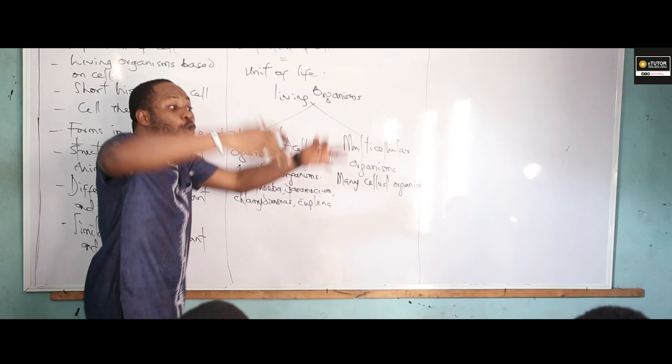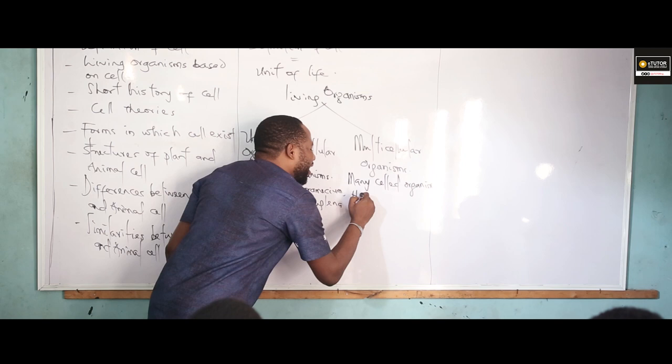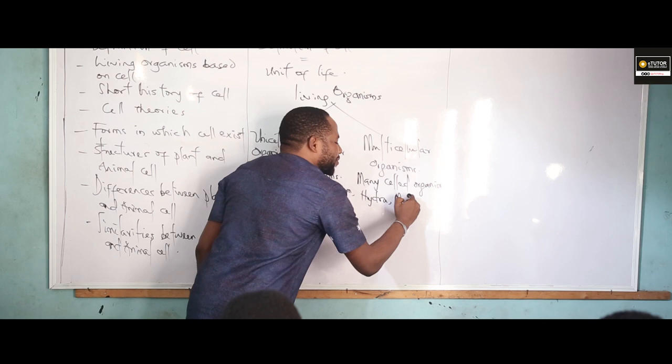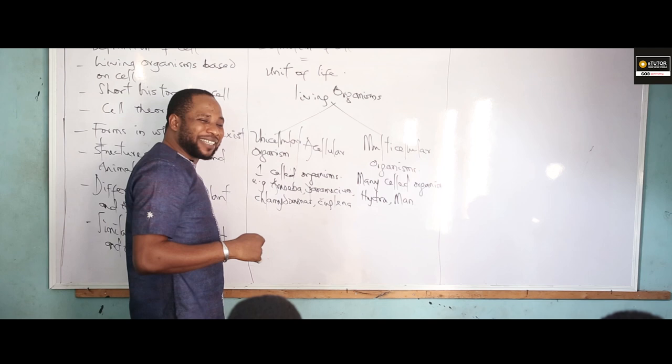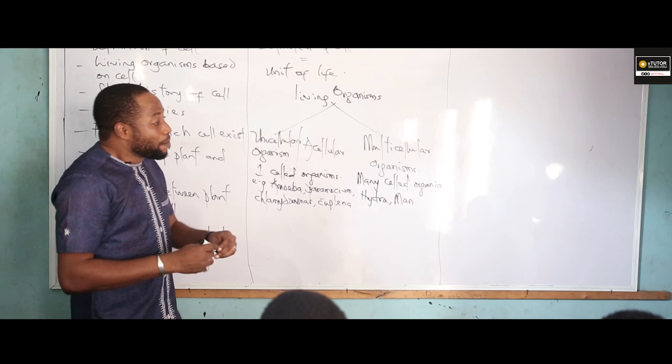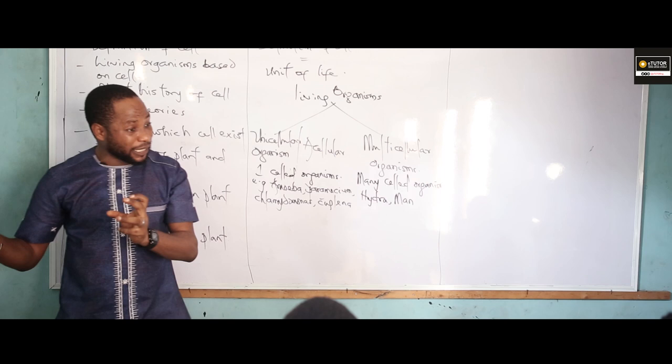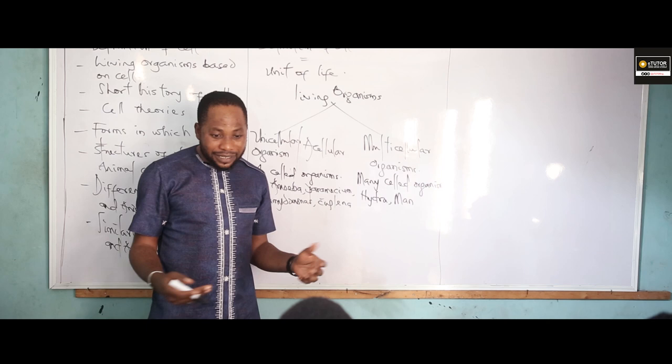For instance, Hydra is a multicellular organism. Man is also a multicellular organism. But you cannot compare the structure and complexity of Hydra to man. That's the reason why, under multicellular organisms, we have some that we refer to as simple multicellular organisms, while some are referred to as complex multicellular organisms. Do you understand that? We have so many examples under multicellular organisms.